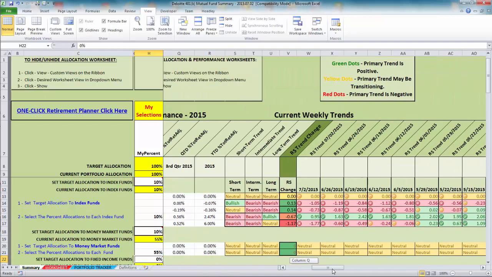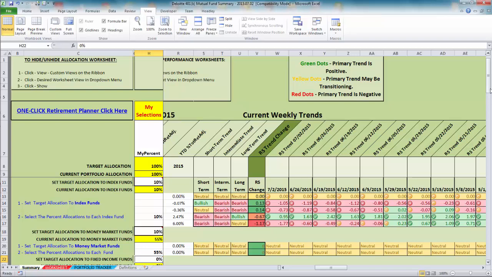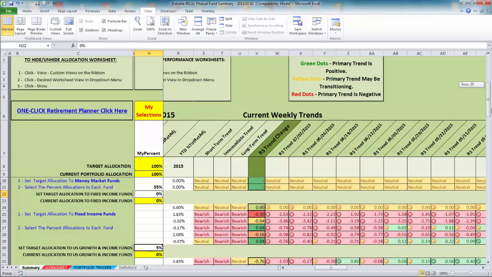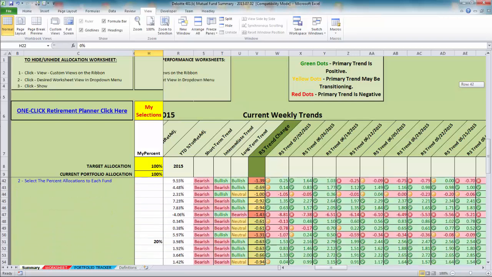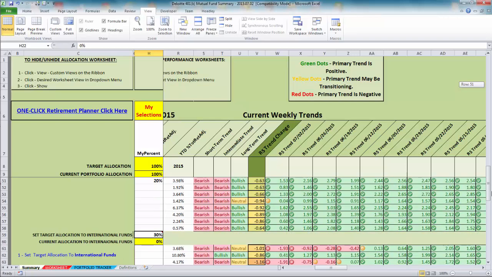Let's go back. Now what we'll be looking for with that cash is that it's in a safer place right now as we're seeing more and more of the red cells populate. Once we start seeing the green cells populate again and we see the market strengthening or starting to perform better, then we'll go ahead and reallocate to the funds that are showing the strongest increase in the numerical values on the right side of column V.